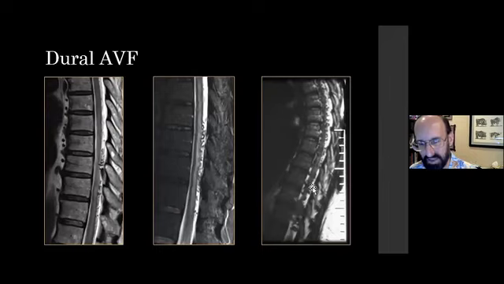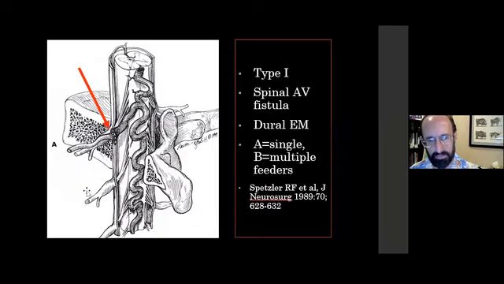Here's a different patient with a little bit more dramatic signal voids on T2 scan from the arteriovenous fistula venous drainage. These usually will show very little, if any, enhancement. So just to make sure you understand what the pathophysiology here is, this is from Spetzler's article in 1989, one of his illustrations. And what you see is this fistula between the artery and the veins. These are the veins on the surface of the spinal cord. This is actually in the dural sleeve of the nerve root typically, and therefore is considered extradural, even though we call it a dural AV fistula.